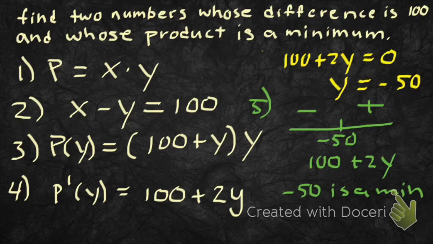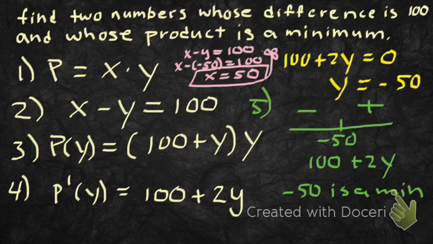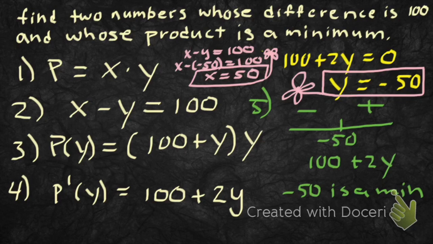So we found the y value. How are we going to go find x? We're going to plug it back into the constraint. Since x minus y was equal to 100 and y was minus 50, when we solve for x, we find that that's 50. So what are my two numbers? 50 and minus 50.